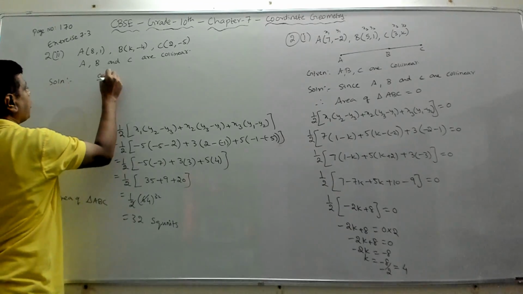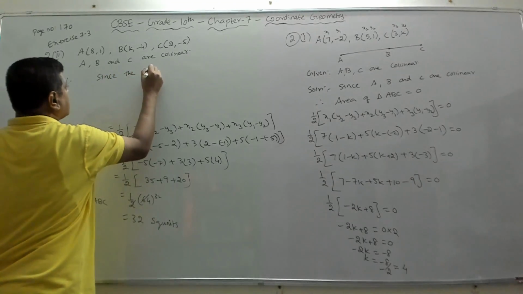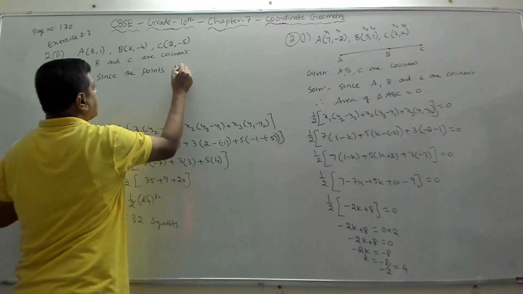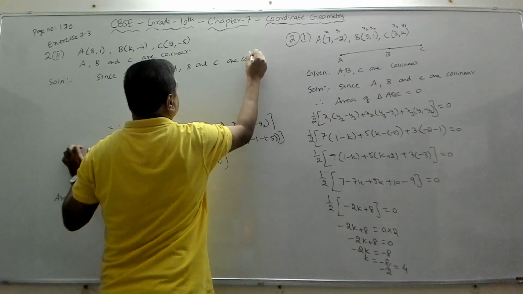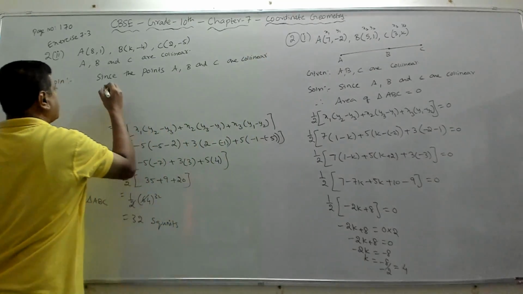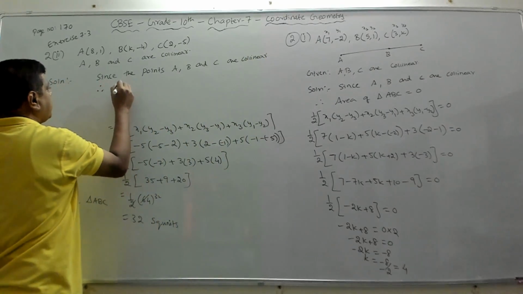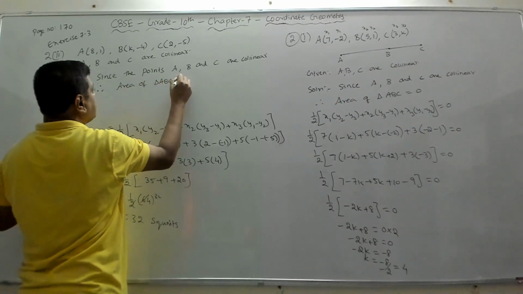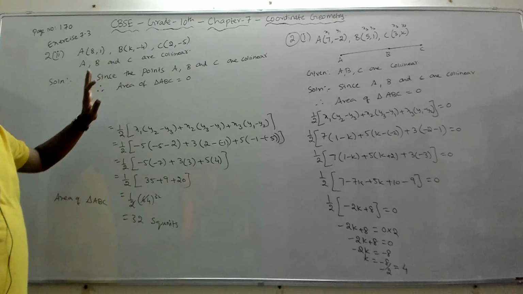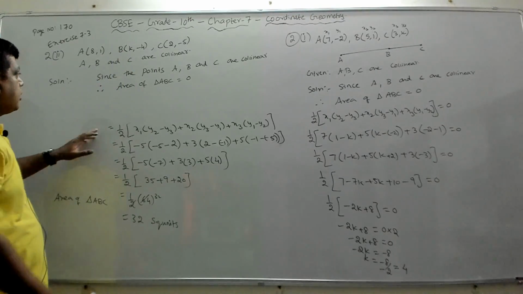Now solution. Since the points A, B and C are collinear, therefore the area of triangle ABC will be equal to 0. Why? Because the points are collinear. Right? So what is the area of the triangle?